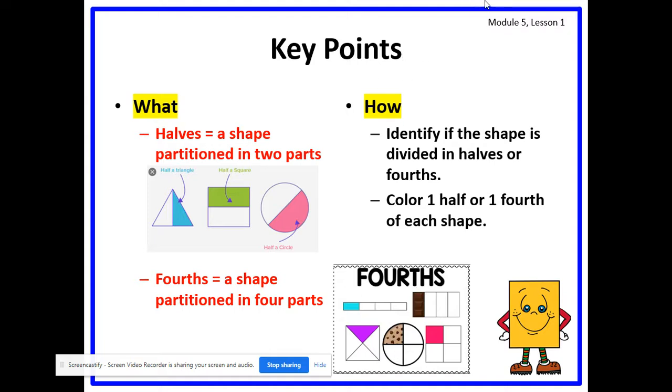How are we going to be successful? Well, we're going to identify if the shape is divided in halves or fourths, and then we're going to color 1/2 or 1/4 of each shape, depending on what the question is asking us. You will need your whiteboard, or you can use any paper to draw and practice along. You ready?